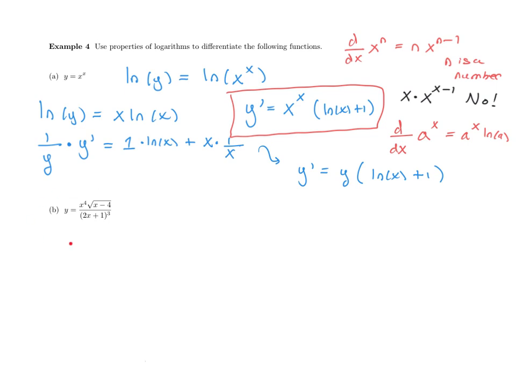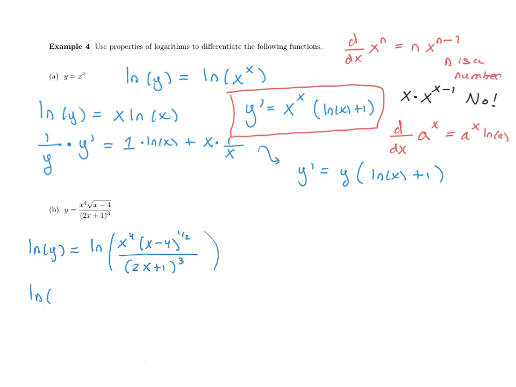Now, what about part B? You could take the derivative of this equation without using any type of logarithms. However, if you took the log of this side, it would simplify the equation very nicely. So before taking derivatives, I'm going to take the natural log of both sides and then simplify this whole expression. So here's what I'm doing. It's the natural log of y is equal to the natural log of, and I'll write this as x to the fourth times x minus 4 to the 1/2, all divided by 2x plus 1 cubed.